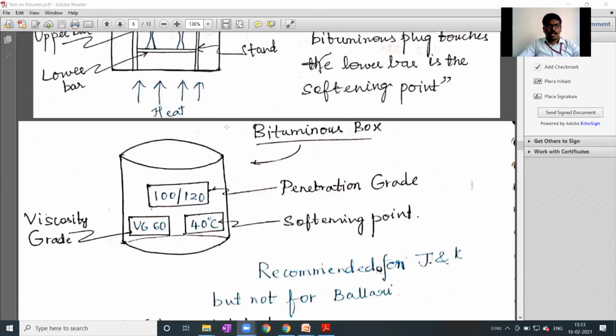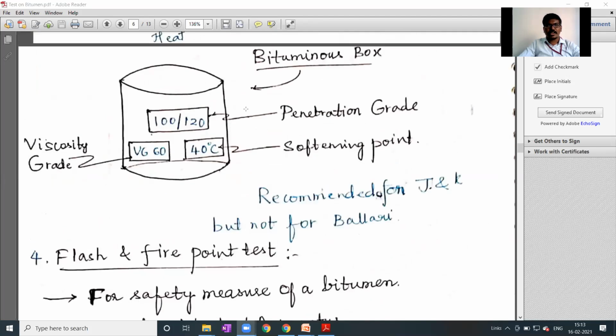Moving on, just to understand clearly, viscosity grade. Nowadays we are using only viscosity grade, we are not using paving grade. That is VG. Wherever you see VG30, VG60, that is viscosity grade. Whenever I say VG60, it has a softening point of 40 degrees centigrade, which you determine from the softening point test, the penetration grade from the penetration test, and the viscosity based upon the viscosity test.